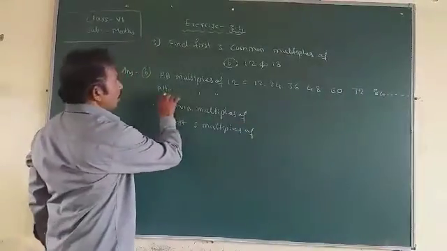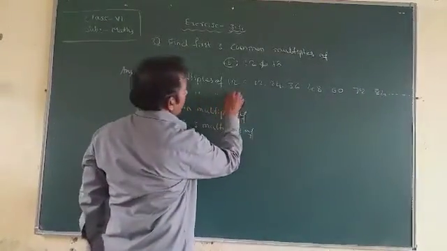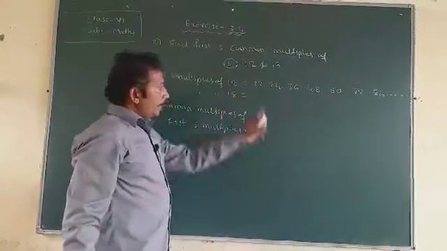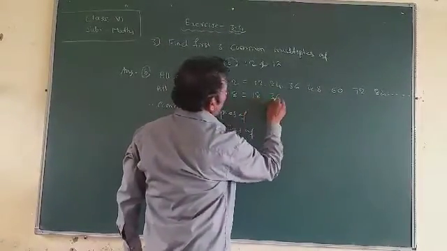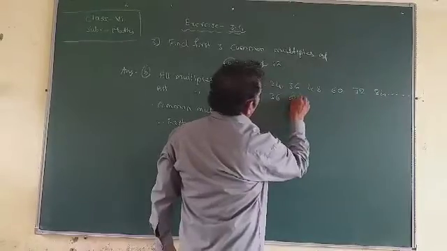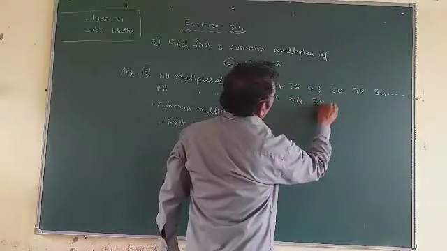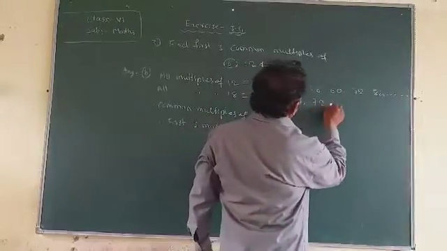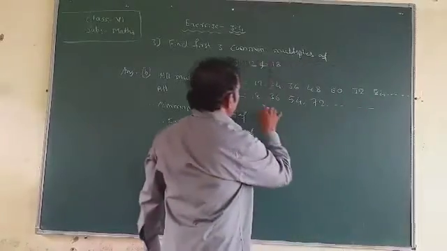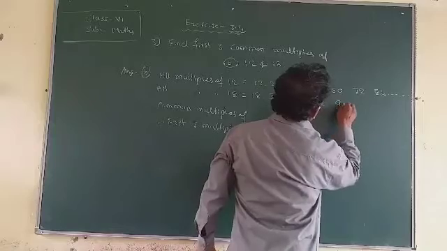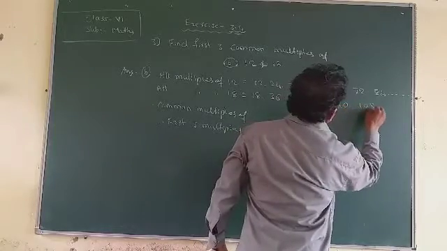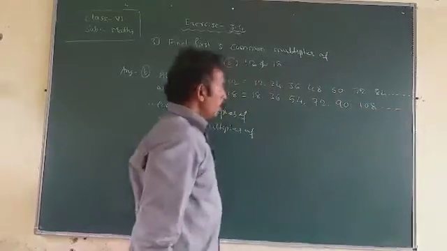And similarly, write all the multiples of 18 is equals to, write 18th table: 18, 36, 54, 72, 90, then 108, like this.